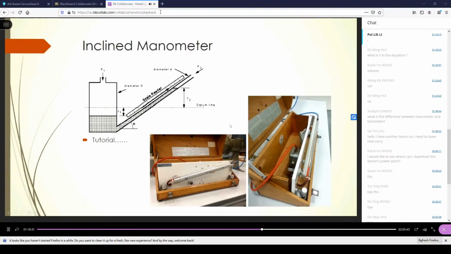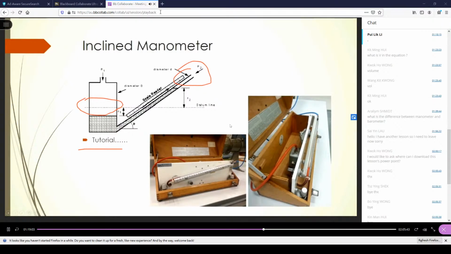The mathematics, I leave it to the tutorial. We have to have a really in-depth discussion on this, because the hydrostatic equation is easy, but when you go to applications, like for the previous two examples, the hydrostatic equation can be easily applied. But for this inclined manometer, I can consider the reservoir as one limb, and we have another limb here.